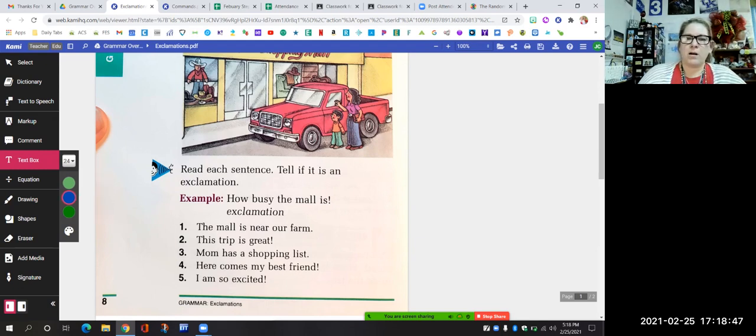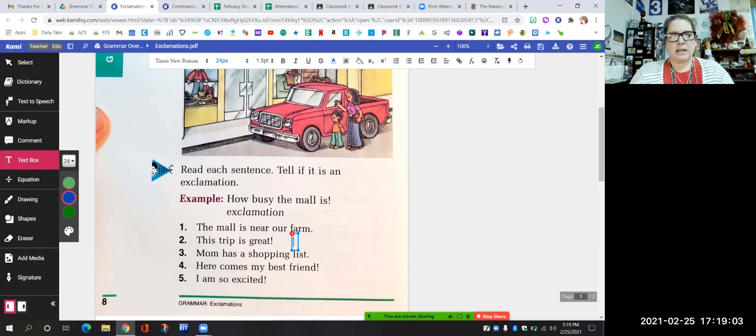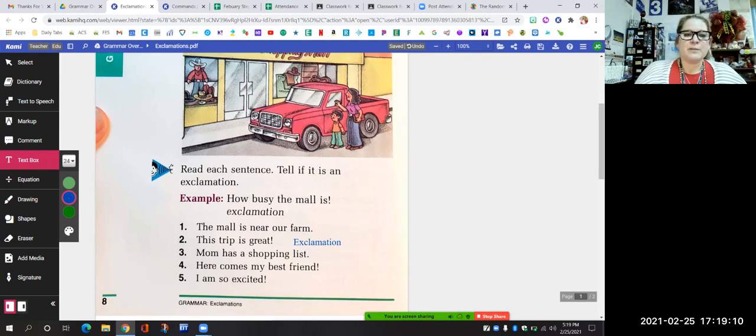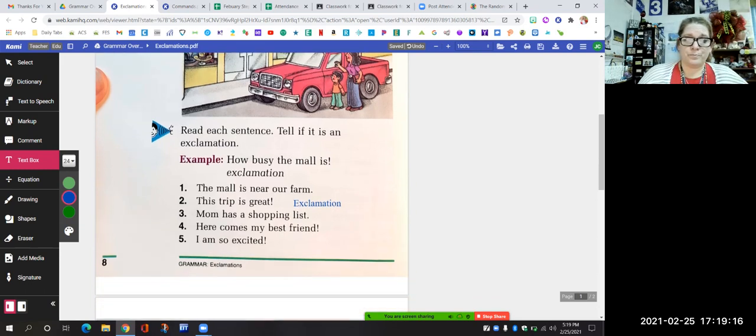What about the mall is near our farm? Does that show excitement? Not really. So we're just going to leave it alone. What about this trip is great? Does that show excitement? Yes. So we're going to put exclamation. If you want to, you can just put a capital E. That's fine because that's the big word. So you're going to do 3, 4, and 5 on your own. If it is an exclamation, you will write that. If not, you just leave it alone.